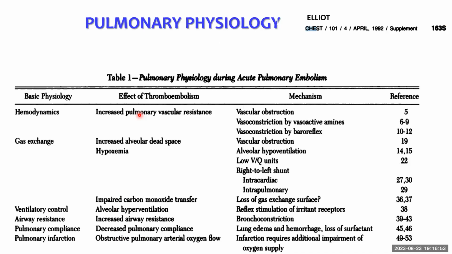As far as pulmonary physiology is concerned, you have this basic physiology in hemodynamics because there is increased pulmonary vascular resistance. Then, as far as gas exchange is concerned, there is increased alveolar dead space. The dead space increases because alveoli are ventilated, but there is no blood supply in this area as there is obstruction by the emboli. This leads to hypoxemia.